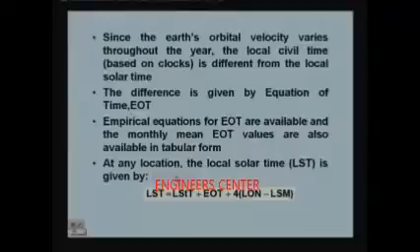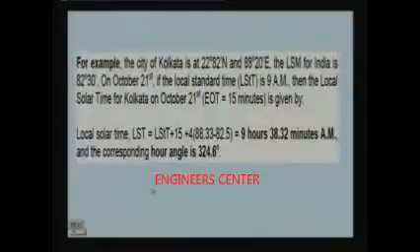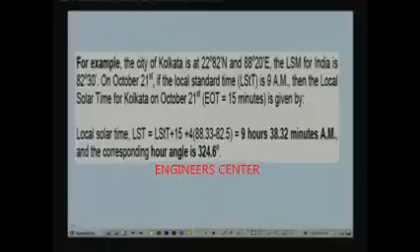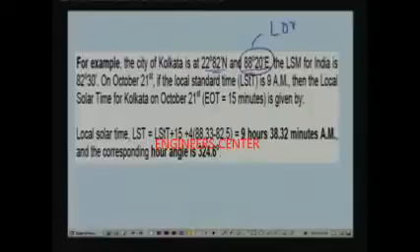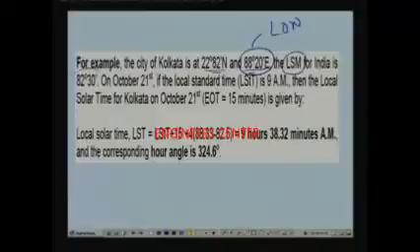Let me give a very simple example. For the city of Kolkata, Kolkata is located at 22.82 degrees north latitude, and its longitude is 88 degrees 20 minutes east. And the local standard meridian for India is 82 degrees 30 minutes, that is 82.5 degrees.